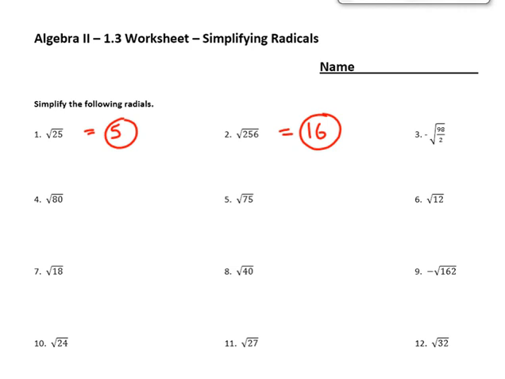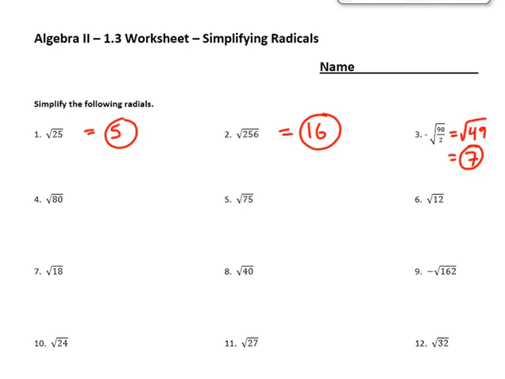When I look at number 3, there's a division problem in here. So inside this radical, I actually want to do the division problem first. So I do 98 divided by 2. So I get the square root of 49. And again, 49 is a nice perfect square. So I end up with 7. The square root of 49 is 7.